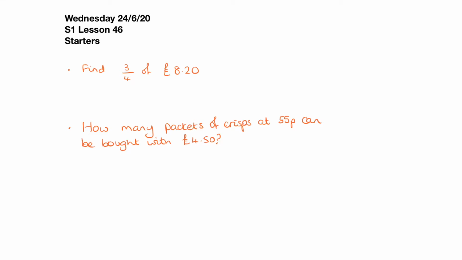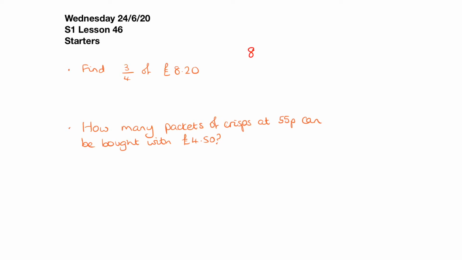Hello, I've got a couple of starters to do here, so have a quick look at them. If you think you know what you're doing, just pause the video and get on with those and come back and check you've got the right answers. So, 3/4 of £8.20. Remember, to find 3/4, you're going to divide by 4 and then multiply by 3.